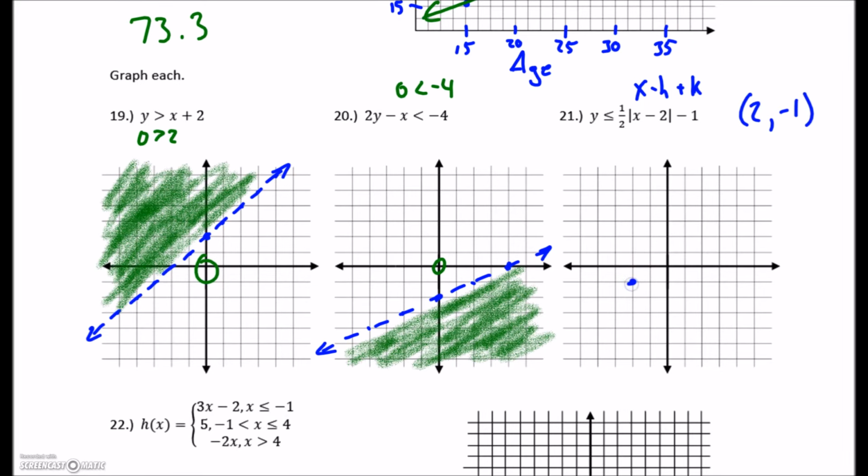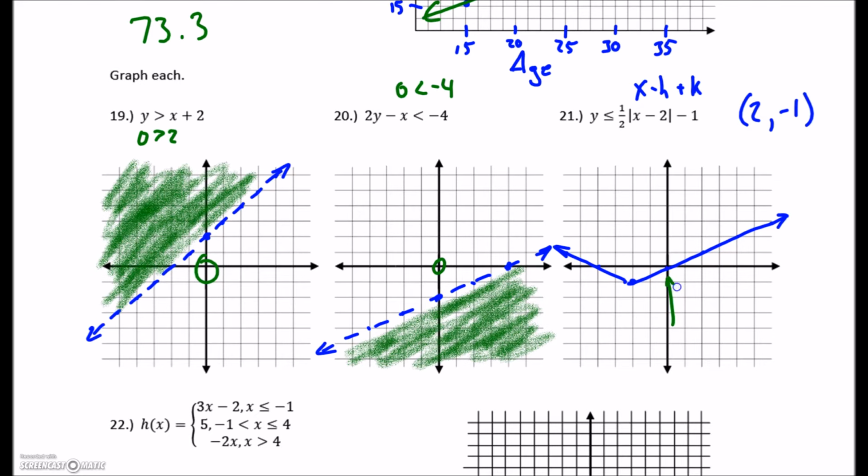It's right here. The a value is positive, so this one's going to open up, and it's going to have a slope of 1/2. And I'm going to do that essentially in each direction. And this one, because there's an equal to condition, I'm going to use a solid line, and again, this is absolute value, so it's going to be a V. And now I just need to decide if I'm going to shade inside the V or outside the V. And once again, the best thing to do is to choose a test point.